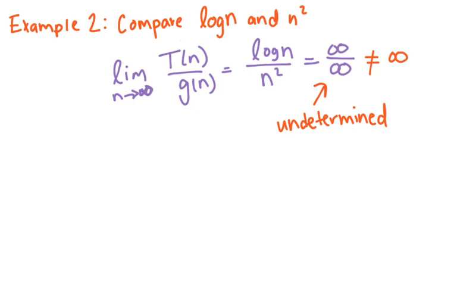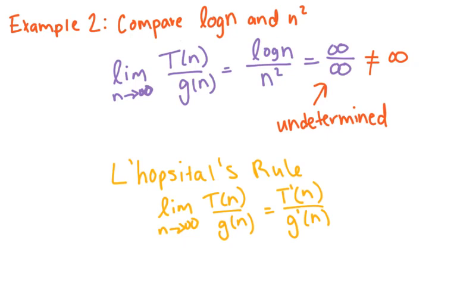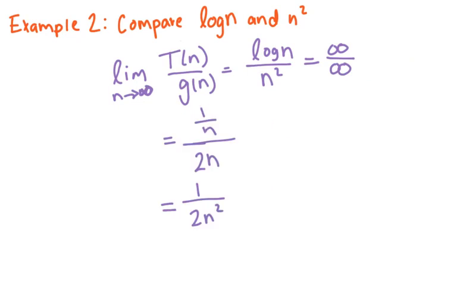So what you have to do here is use L'Hopital's rule. What L'Hopital's rule says is that the limit of t of n over g of n as n goes to infinity is the same as if you take the derivative of the top and the bottom. So these are going to be the same. Now, instead of putting it in and getting something undetermined, you can solve it.